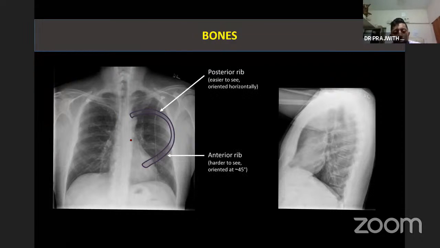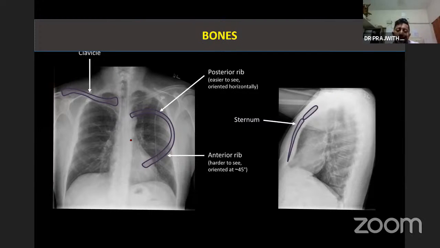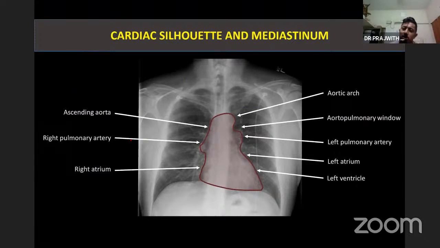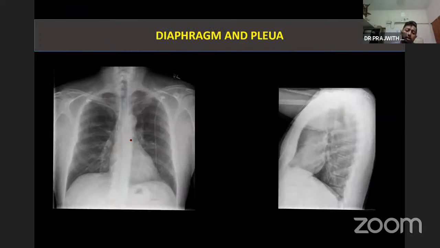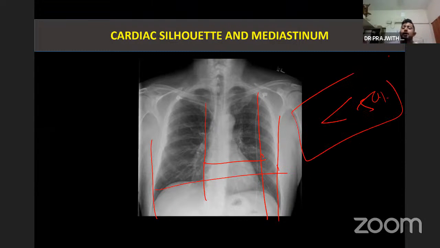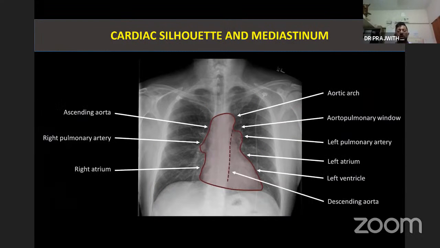We can also see the anterior bone, posterior bone, the clavicle, the sternum, the vertebral bodies, different bones. Then we can see the cardiac silhouette and mediastinum, and the descending thoracic aorta. Whenever I see the heart, we can measure the width of the heart compared to the lung. The heart is usually less than 50% of the lung width, which means it's normal. If it is more than 50%, we call it cardiomegaly.